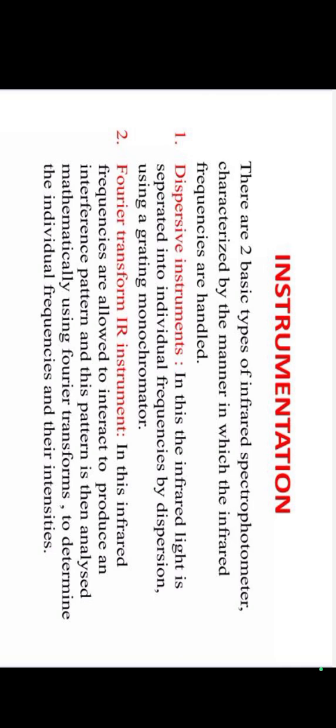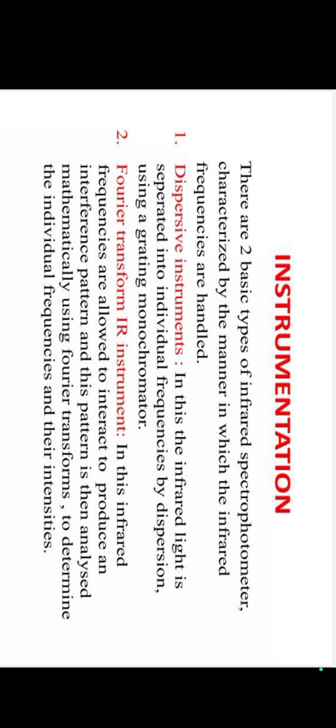First one is the dispersive instrument, second one is the Fourier transform IR instrument. In the first one, dispersive instrument means the infrared light is separated into individual frequencies by dispersion using a grating monochromator. This light is separated into individual frequencies, and in this type of dispersive instrument the grating monochromator is used. That is called a dispersive instrument.